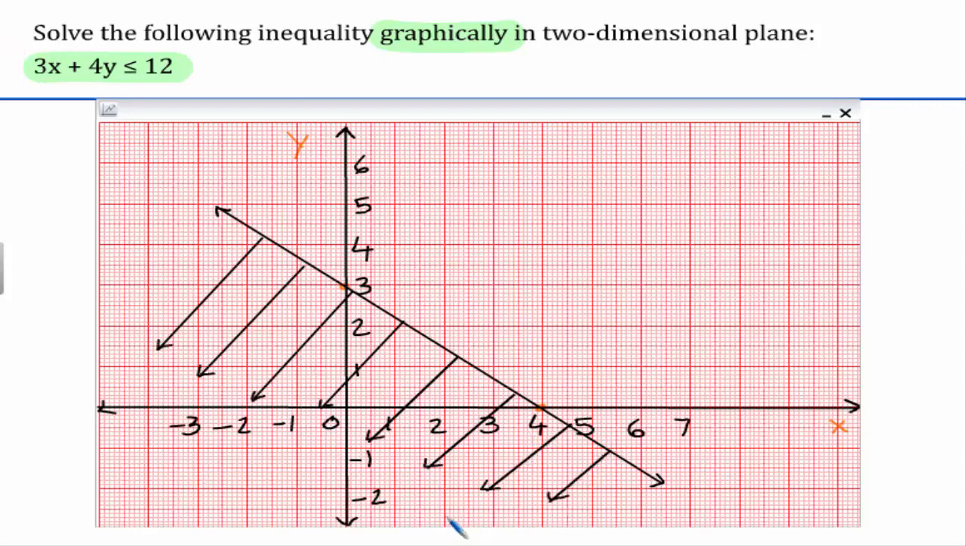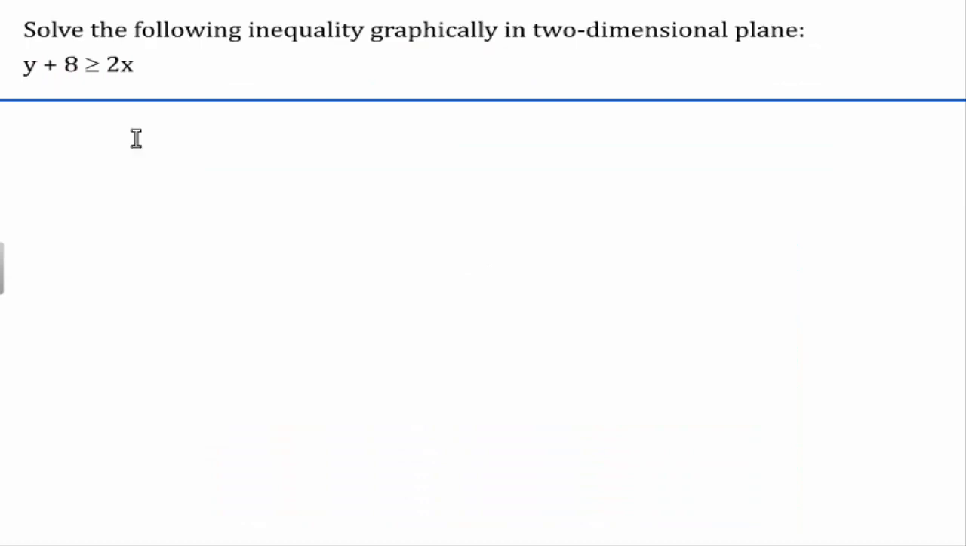So towards this, all the points which will satisfy the given inequality. So the inequality is 3x plus 4y less than or equal to 12. In this problem, we need to solve the given inequality using the graph. Let us solve it now.